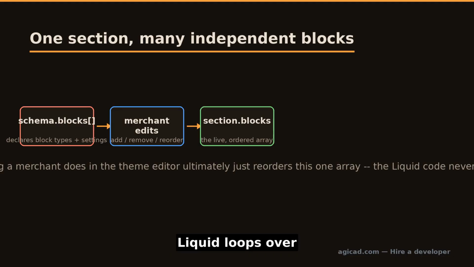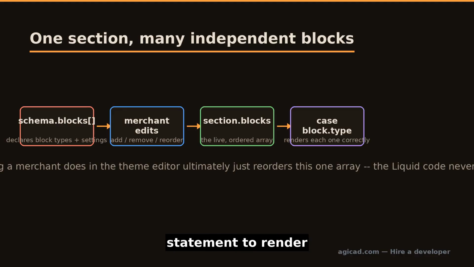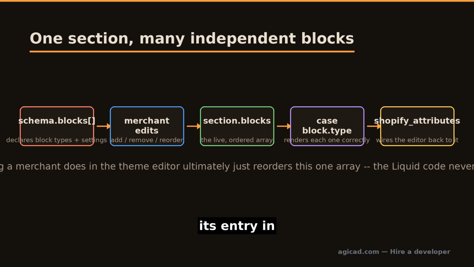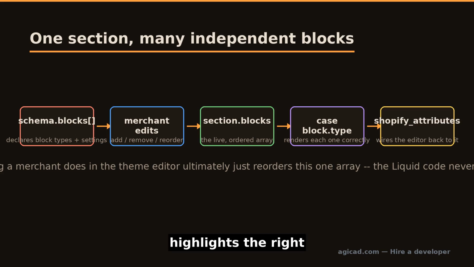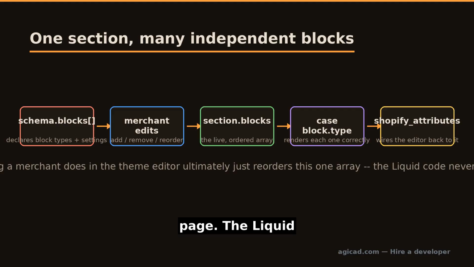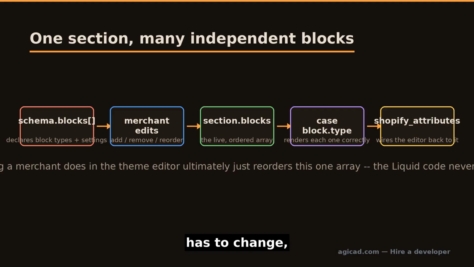Liquid loops over that array and uses a case statement to render each block according to its own type. And a small, easy-to-miss attribute, shopify_attributes, is what wires each rendered block back to its entry in the editor, so clicking it there highlights the right element on the page. The liquid code itself never has to change, no matter what a merchant does.